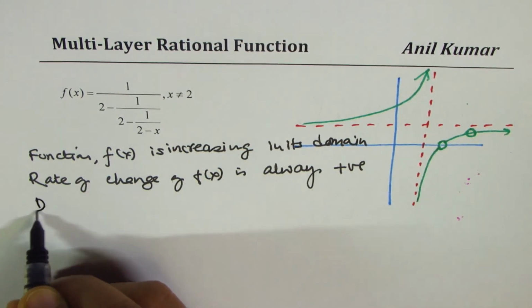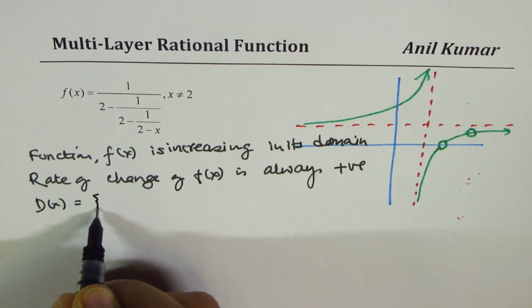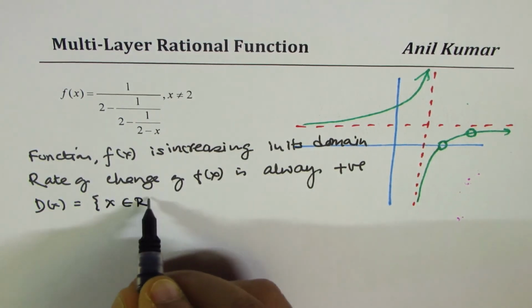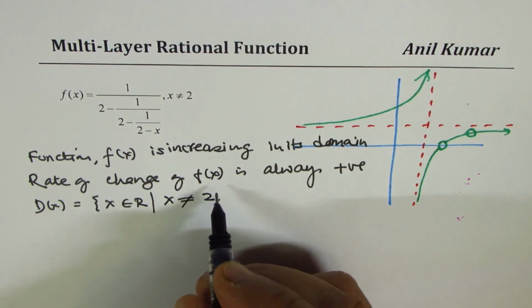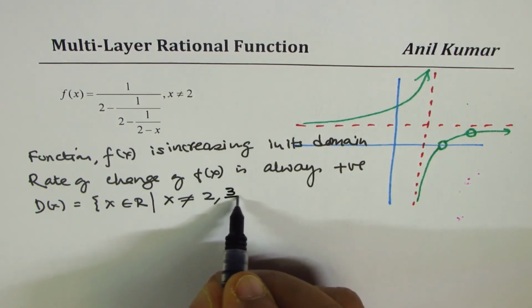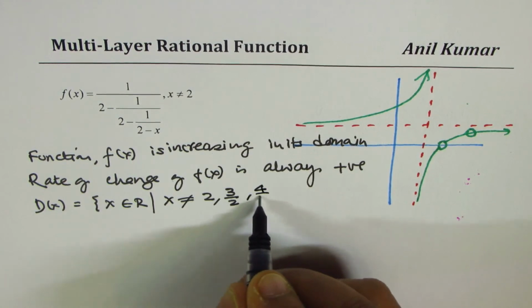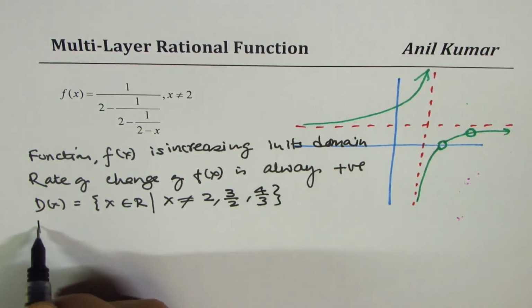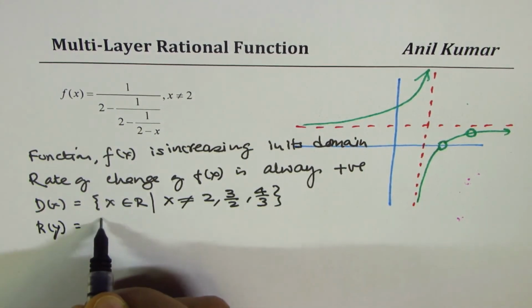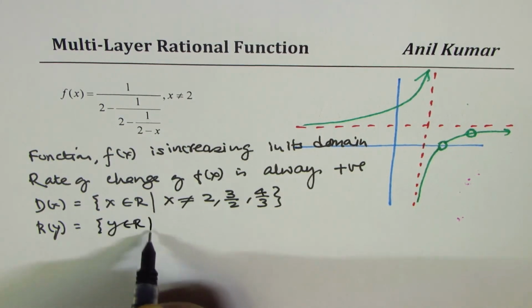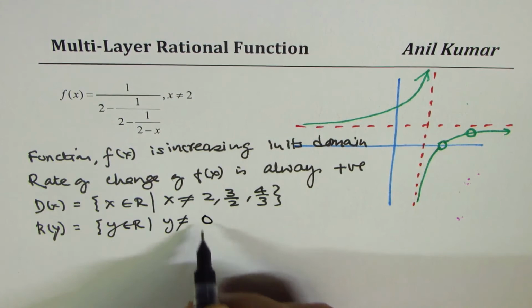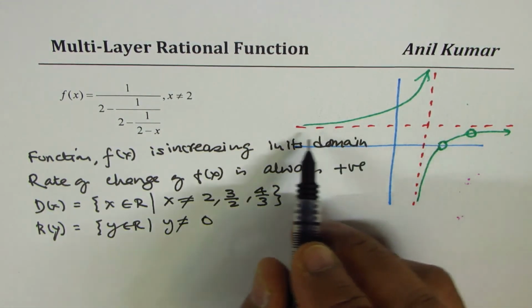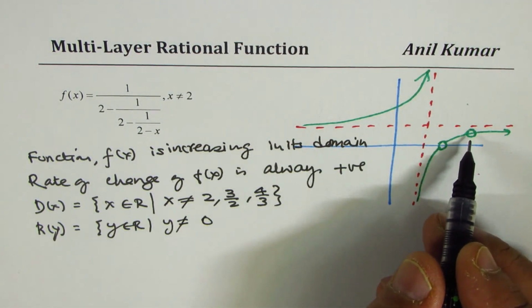So what is the domain? The domain of the function is that x belongs to real numbers where x is not equal to 2 and x is not equal to 3 over 2 as well as 4 over 3. The range of the function is y belongs to real number where y is not equal to 0, that is one hole, and the horizontal asymptote and the value half, right?